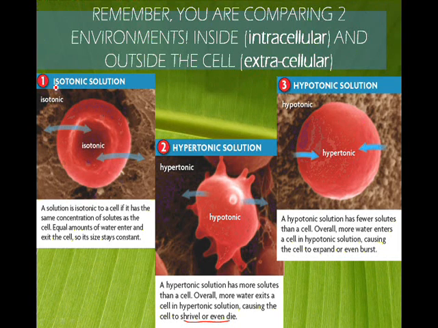The best scenario for our cells is an isotonic solution, where the concentration on the outside is the same as the concentration on the inside, so water moves in and out equally. Water movement doesn't just stop altogether, it's just that equal amounts enter and exit the cell, so that its size stays constant. Both hypertonic solutions in your blood and hypotonic solutions in your blood would be bad for your cells.